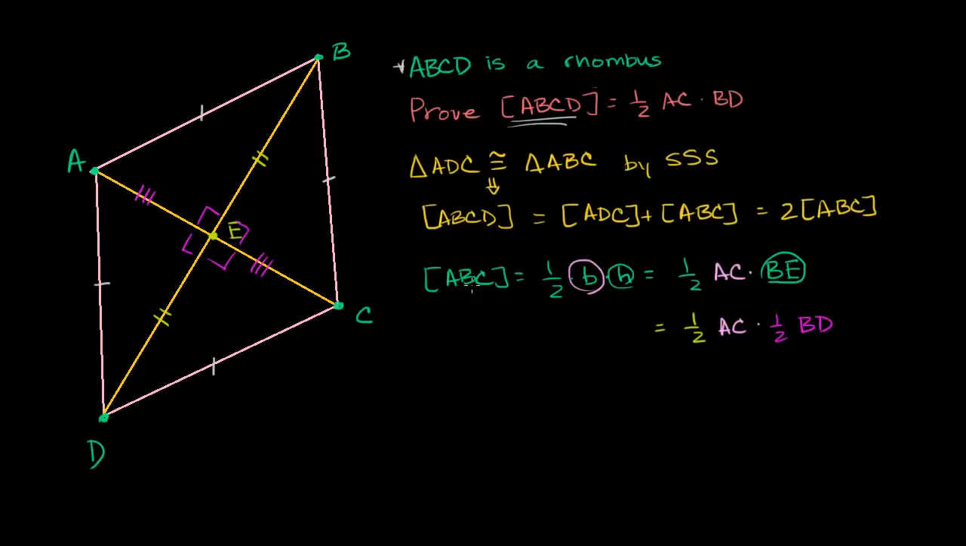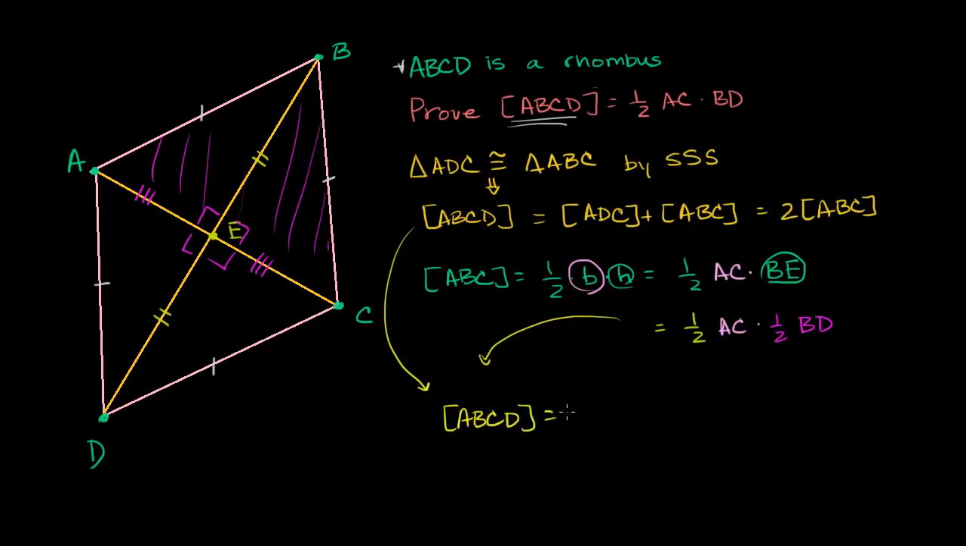So that's the area of just ABC. That's just the area of this larger triangle right up there, that half of the rhombus. But we just said that the area of the whole thing is 2 times that. So if we go back, if we use both this information and this information right over here, we have the area of ABCD is going to be equal to 2 times the area of ABC, but the area of ABC is this thing right over here.